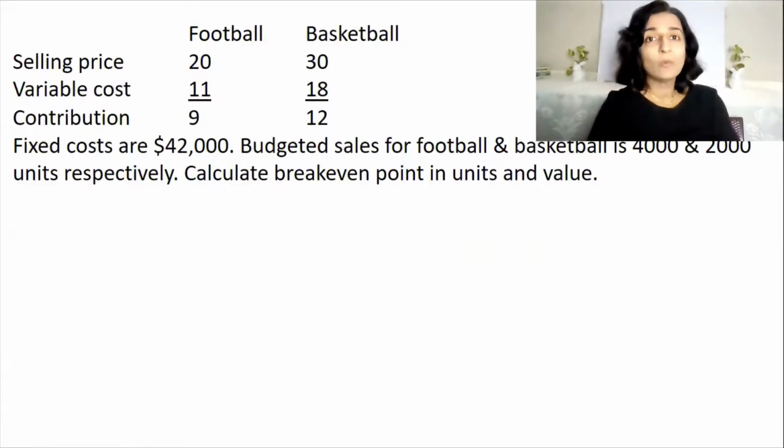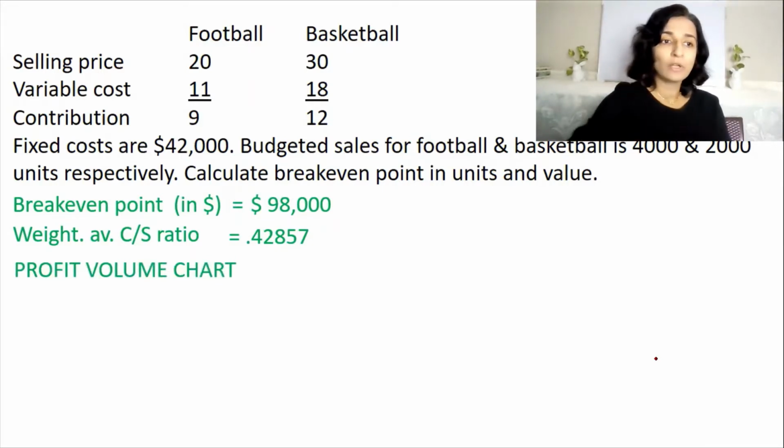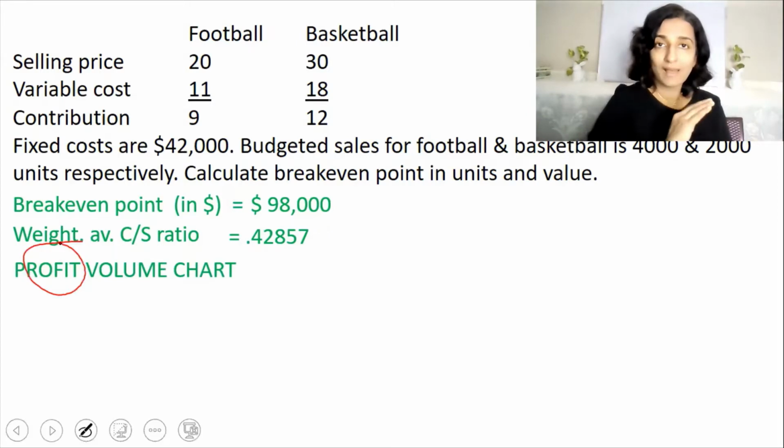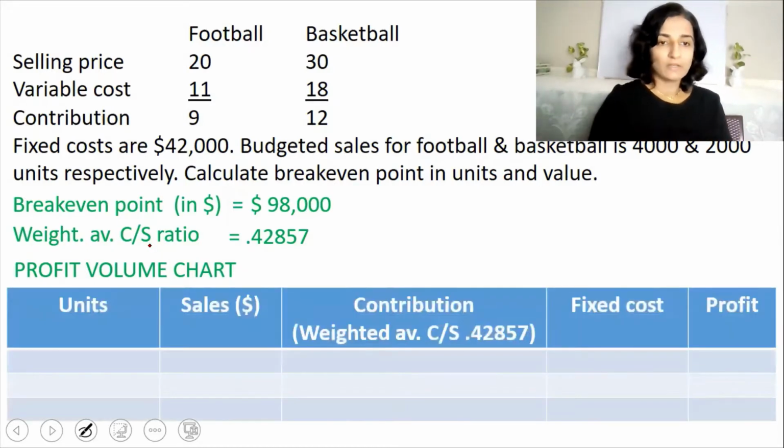This is the very same question that we attempted in the previous class, where we had found out the break-even point in dollars as $98,000 and the weighted average C/S ratio as 0.42857. Now, with the very same question, we will draw a profit volume chart. For the profit volume chart, what are the two things that we are going to plot? One is the profit on the y-axis and the volume or the sales on the x-axis. So we will draw a table.